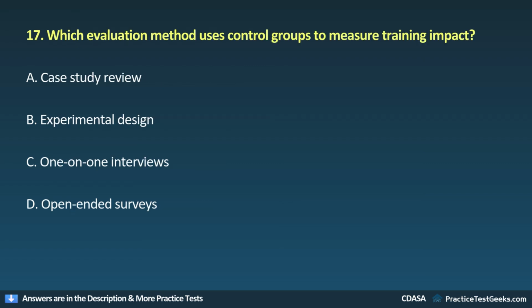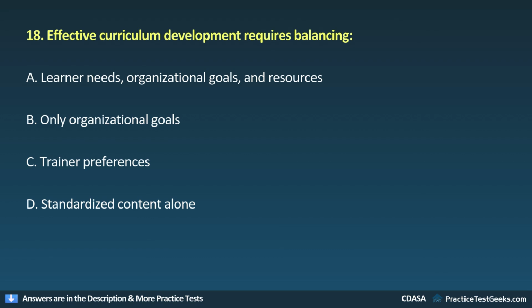17. Which evaluation method uses control groups to measure training impact? A. Case study review. B. Experimental design. C. One-on-one interviews. D. Open-ended surveys.